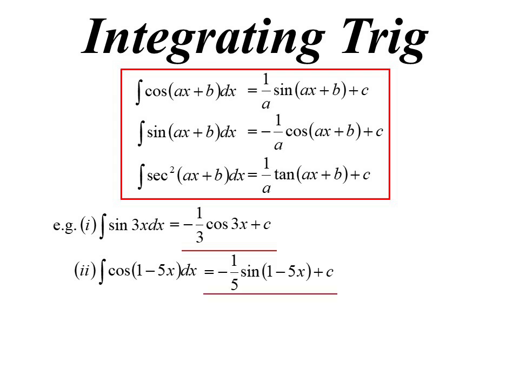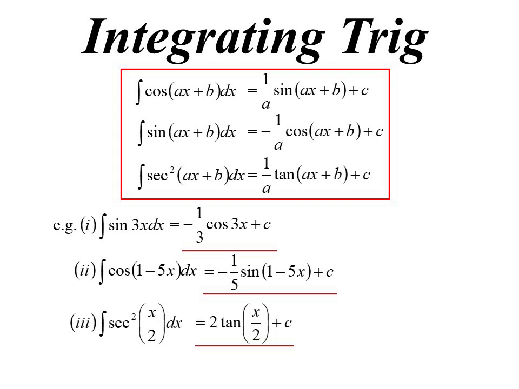Cos now goes to sine, but the coefficient of x here is negative 5, so we end up with negative 1/5 sine of 1 minus 5x. To complete the set, let's do a sec squared one. Sec squared goes to tan, the reciprocal of a half is 2. Let's do a definite integral.